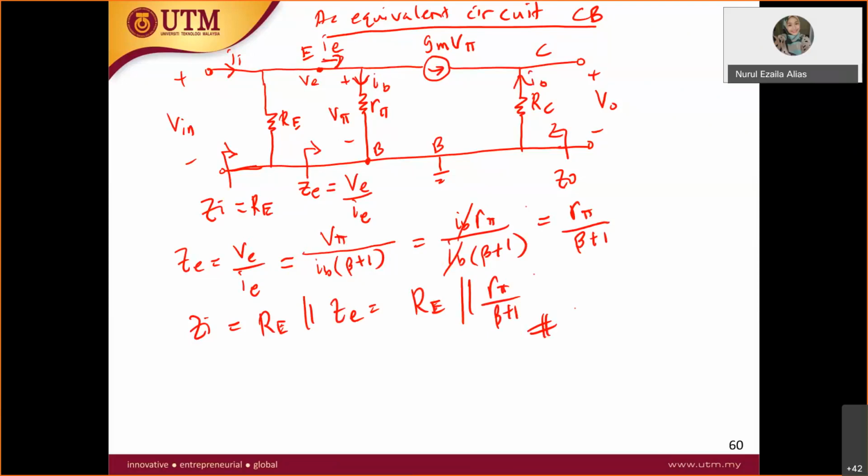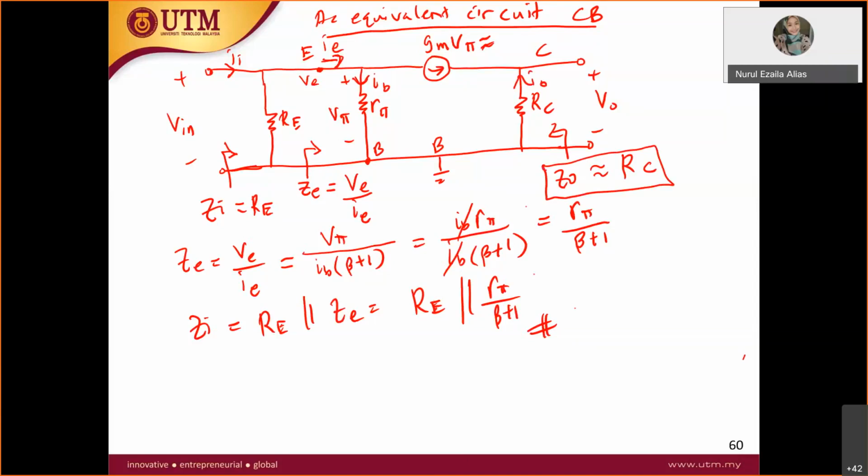And then Z out. Of course, there is nothing illogical here, so you can straight away say that Z out is approximately equal to RC. That's it. Now we have done the part for Z in and Z out. This is the Z out, and make sure you know how to derive ZE. Z in is equal to RE parallel with ZE.